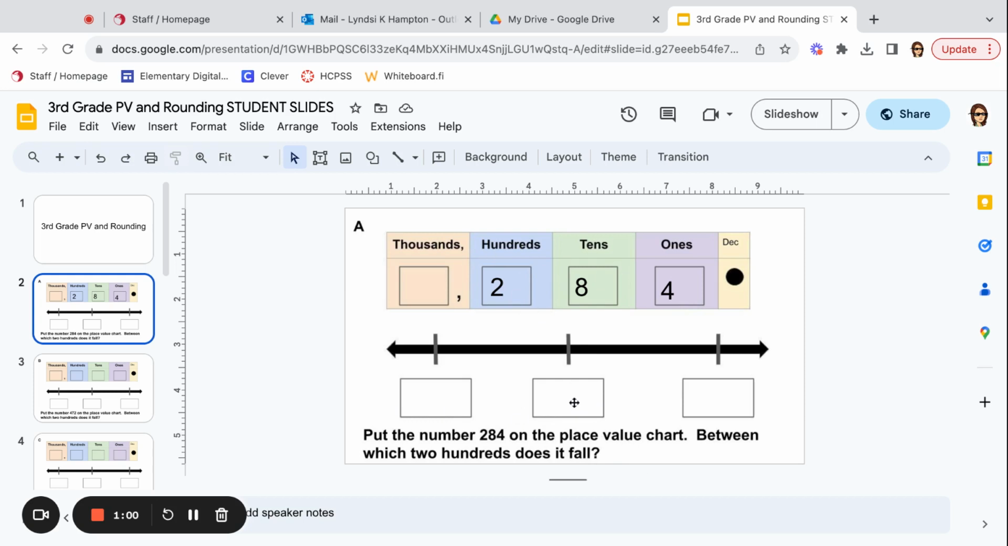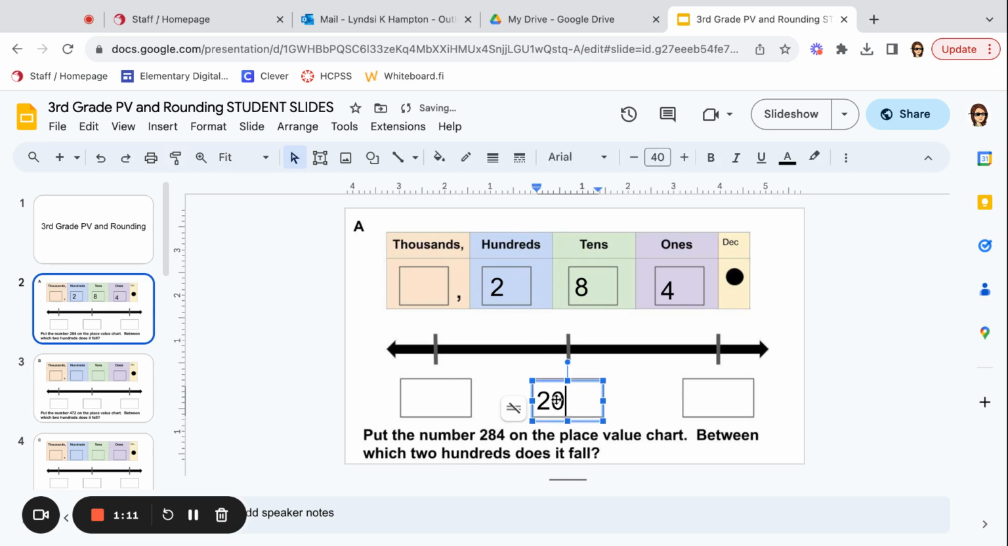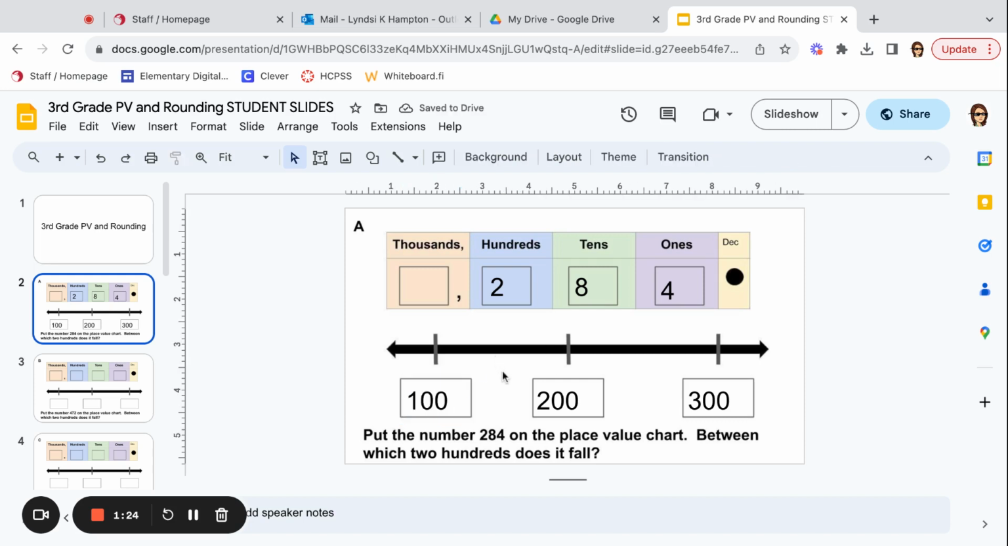And it's kind of confusing, so I gave you a number line down here. The first thing I like to do is, because this says hundreds, I'm going to go to the hundred spot. And it's a 2. So I'm going to put 200 right here. What is the 100 that comes after that? Well, that's 300. And then what's the 100 that comes below it? That's 100.